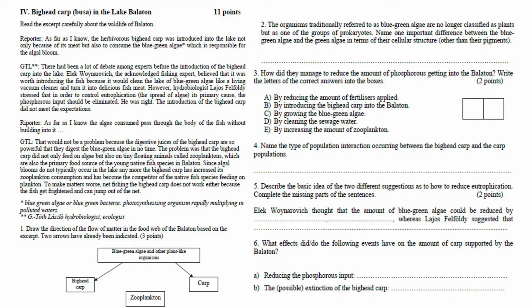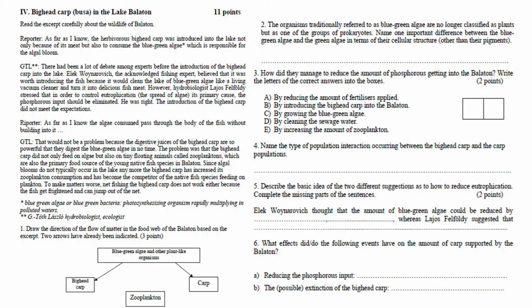Exercise 4. Big head carp in the Lake Balaton. Read the excerpt carefully about the wildlife of Balaton. Reporter: As far as I know, the herbivorous big head carp was introduced into the lake not only because of its meat, but also to consume the blue-green algae, which is responsible for the algal bloom. GTL is the abbreviation of G. Laszlo, who is a hydrobiologist and ecologist.